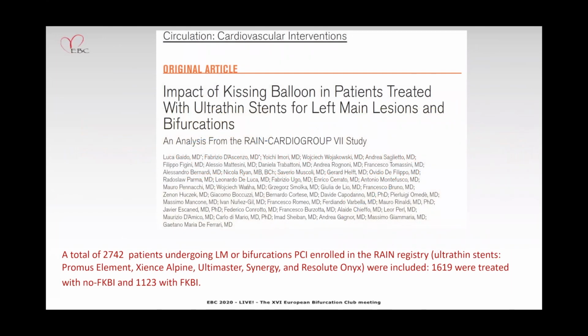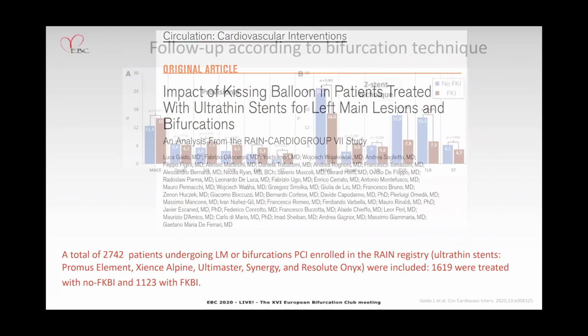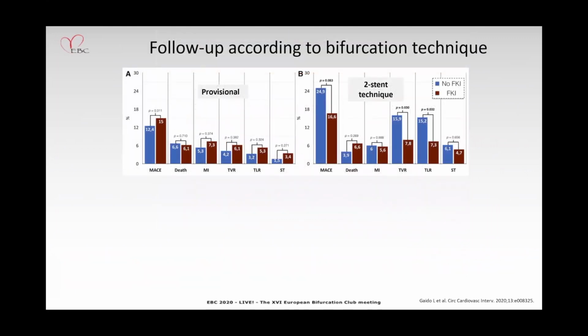Another study touching the same question, the impact of kissing balloon stenting. This is the study with modern generation stents reported by the RAIN cardio group, more than 2,500 patients. And what they found was generally the same as for the provisional, single stent strategy: no significant difference in the outcome.